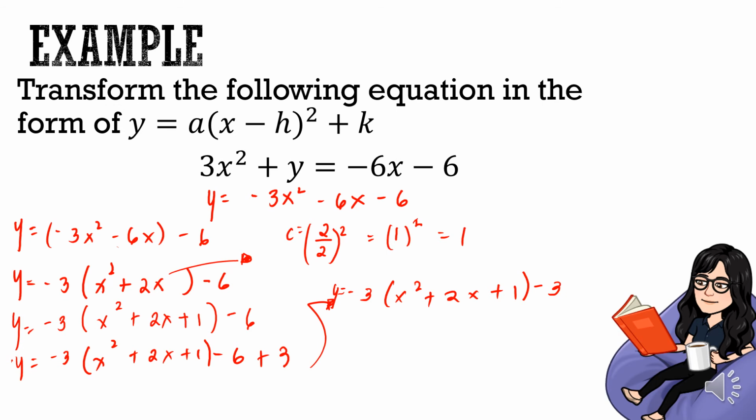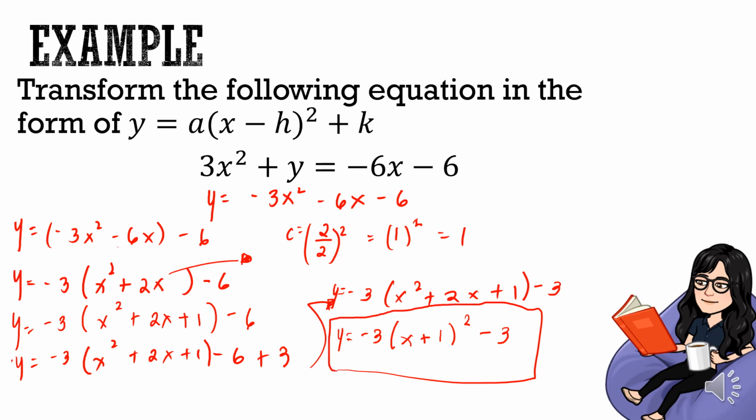And then let's make this perfect square trinomial a square of binomial. So we have y equals negative 3. The square root of x squared is x. And since the middle term is positive, the operation is also positive. And get the square root of 1, which is 1. And then squared, then minus 3. So the final answer now is y equals negative 3 times the quantity x plus 1 squared minus 3.